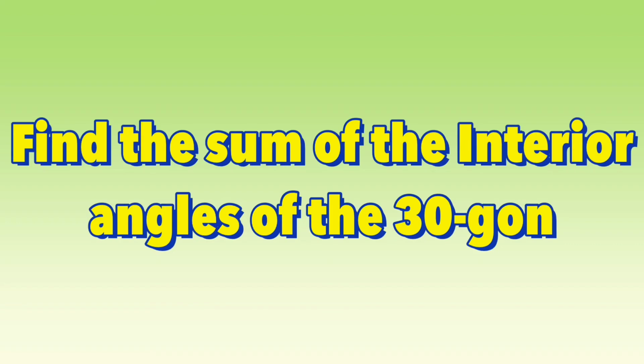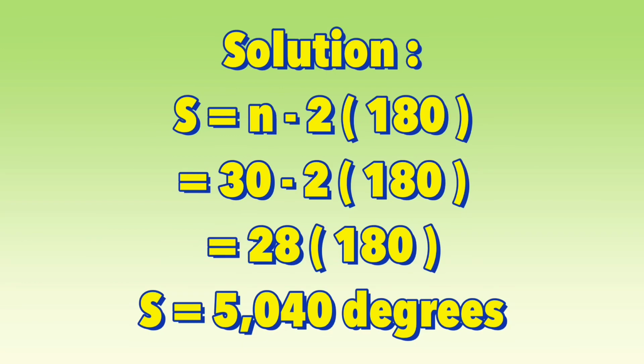Okay, next problem, number 3. Find the sum of the interior angles of the triacontagon. So triacontagon means 30 sides of the polygon. Solution, we have the sum equals n minus 2 times 180. And since the number of sides of the polygon is given, 30, we're going to substitute it for n. Then 30 minus 2 times 180. Then 30 minus 2 equals 28 times 180. So we have the sum of 5,040 degrees for the triacontagon.